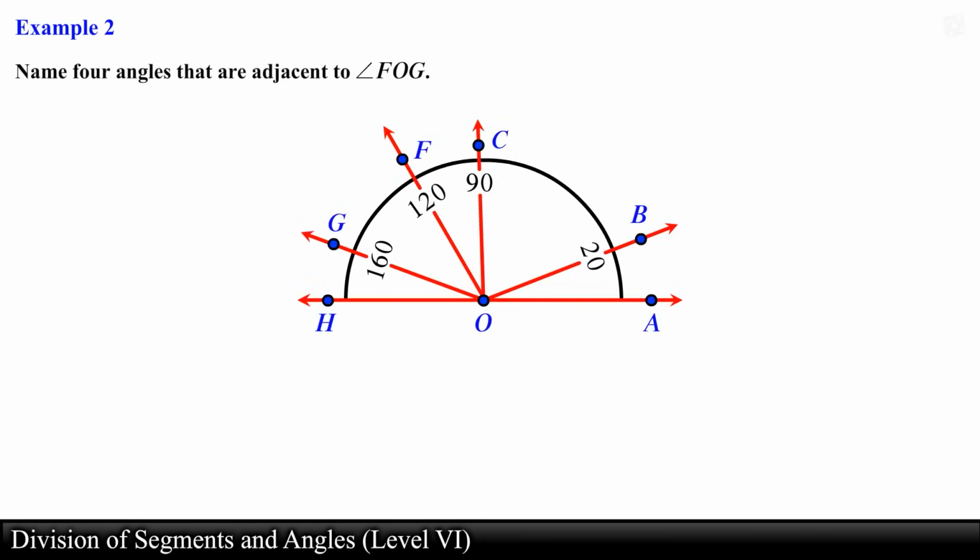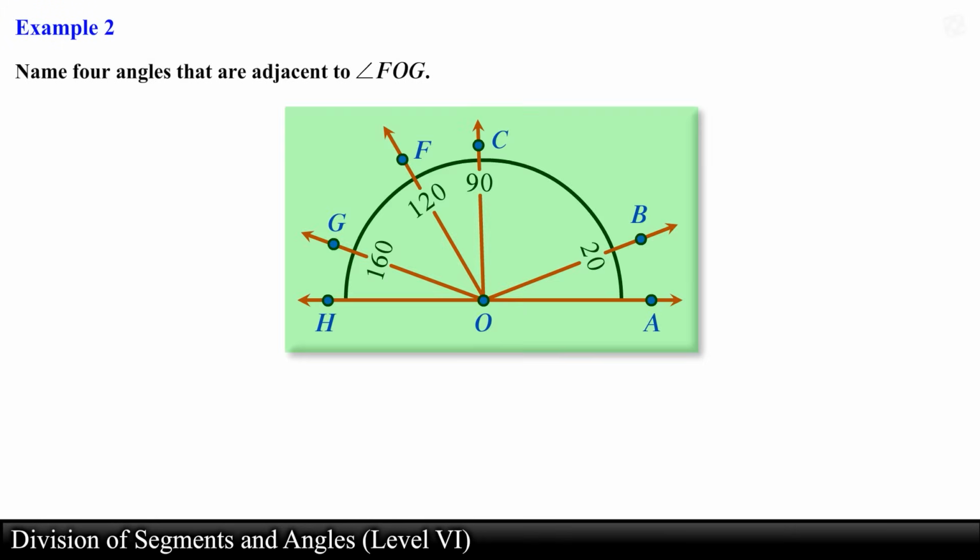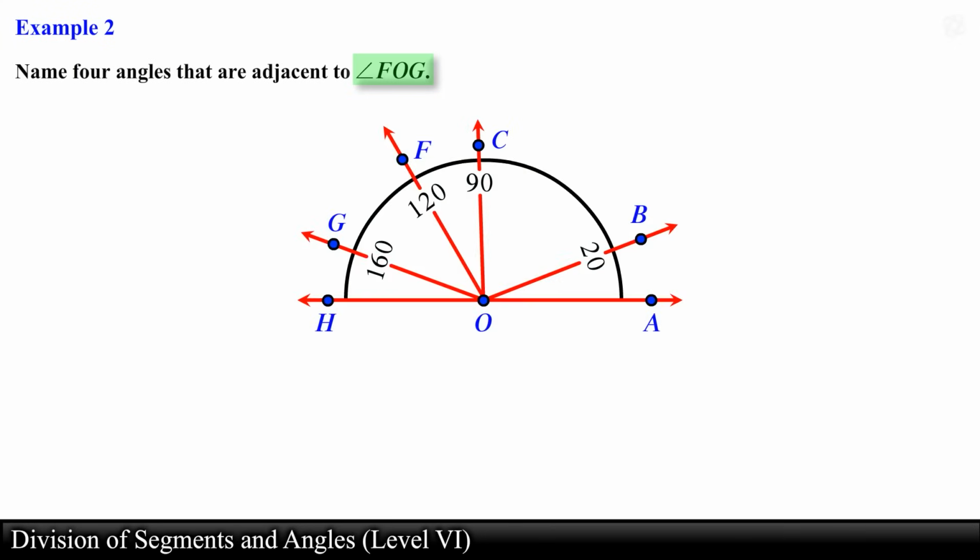Name 4 angles that are adjacent to angle FOG. Similar to the previous problem, we are provided with a diagram with various angles and are asked to name 4 angles that are adjacent to a particular angle. Let's first identify angle FOG in the diagram. Notice that angle FOG has point O as its vertex. This means that any adjacent angles will also have this point as its vertex.